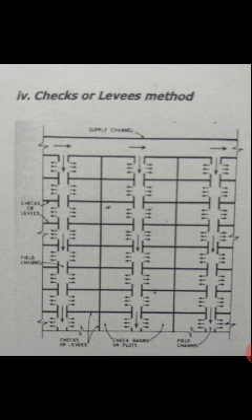Checks or levees method of irrigation is the most common method used in India as in many other countries of the world. This method is also known as the method of irrigation by plots. In this method, the land to be irrigated is divided into small plots or check basins surrounded by checks or levees or lobunds. This system you can see on the screen. Each plot has a nearly level surface.